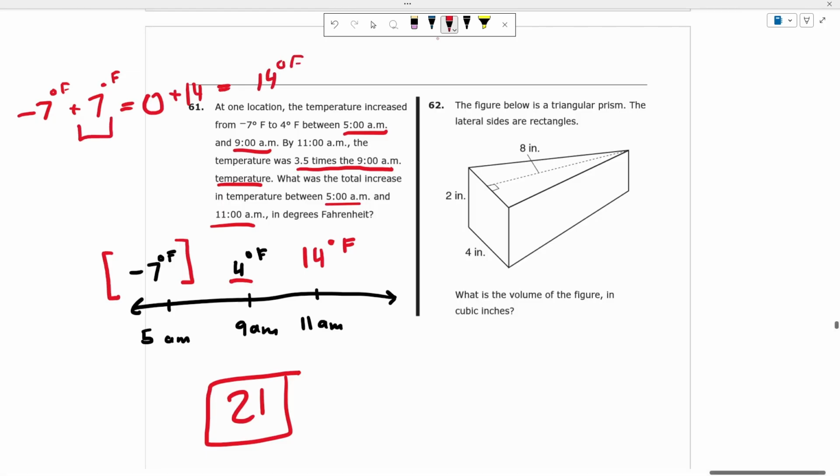So you're increasing by 7, and then you're also increasing by 14. 7 plus 14 is 21, which is why it's the correct answer.